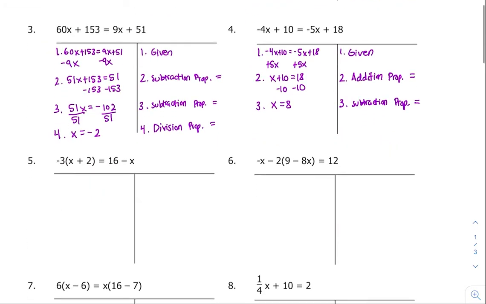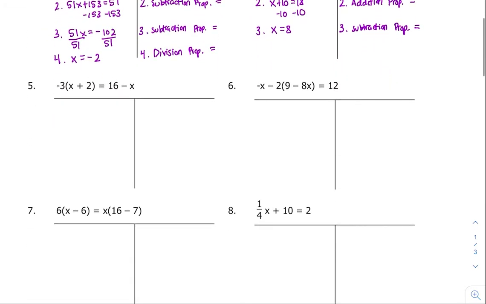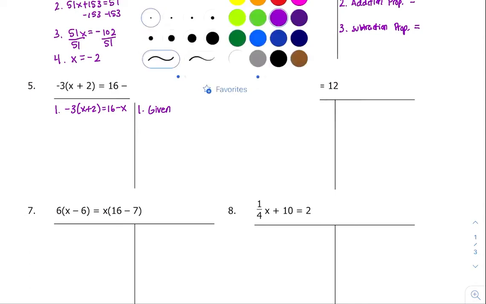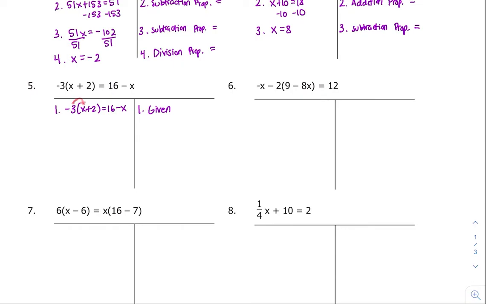Okay, 5. So this is my given statement. So the first step is we should probably distribute this -3 to both of these. So when we distribute, -3 times x is -3x, and -3 times 2 is -6.